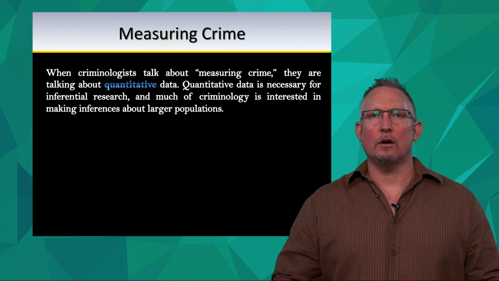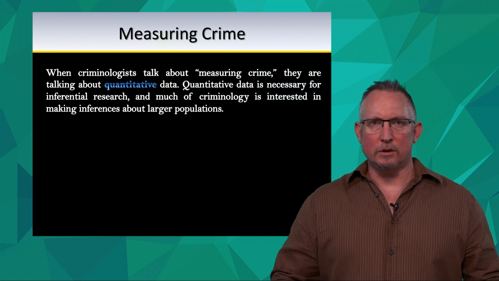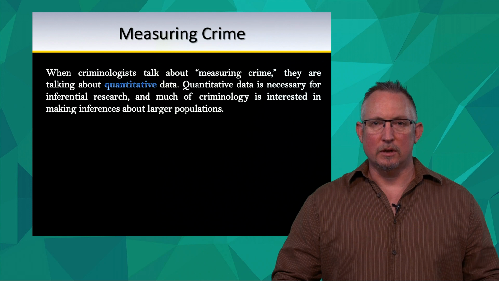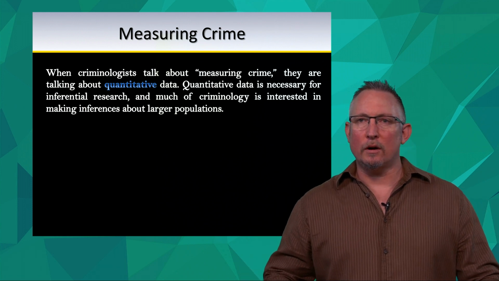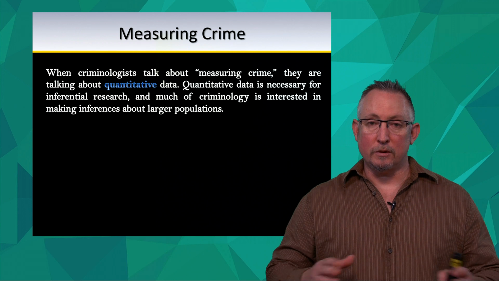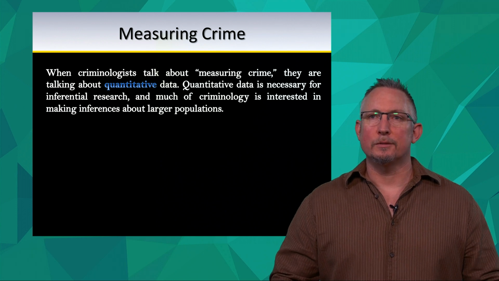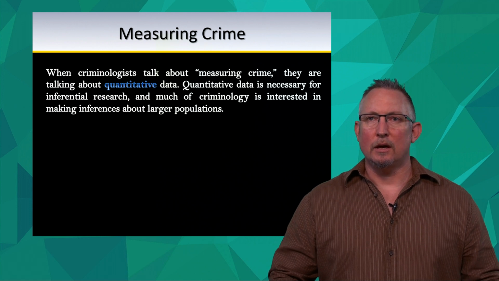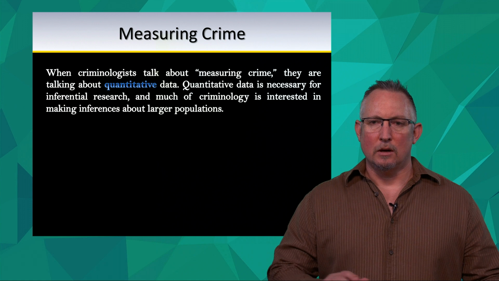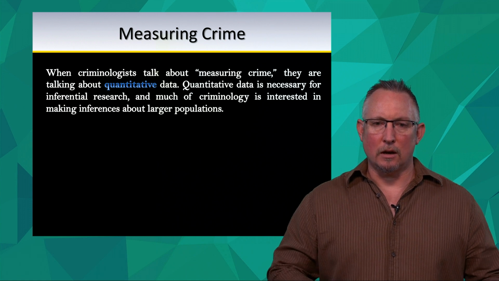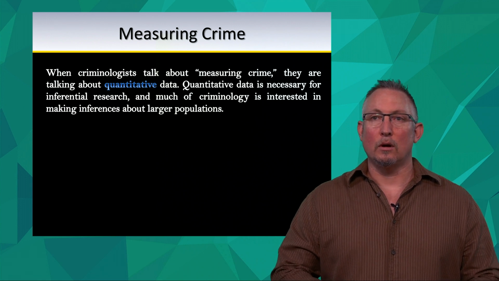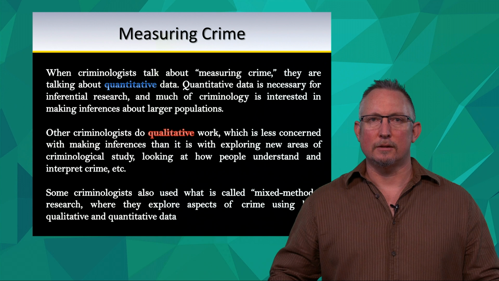So when sociologists talk about measuring crime, they're almost always talking about quantitative data. Quant means a number, or refers to things that can be represented in numerical format. Quantitative data is useful descriptively if we want to understand things like distributions, but most researchers use it for inferential reasons, that is, making inferences about larger populations. This is done through representative samples, and you'll be looking at this either last year or for most of you this year in your quantitative methods class, in your statistics class.